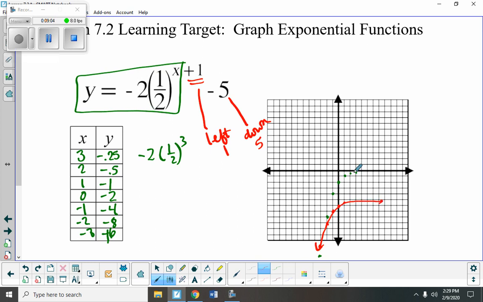So originally, you had an asymptote at y equals 0, but all the points moved down 5, so it's at 1, 2, 3, 4, 5. So the asymptote is at y equals negative 5. So as far as our domain and our range, the domain is all reals. The range here of our final graph would be all the y values are less than negative 5.